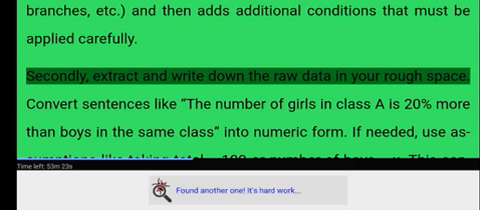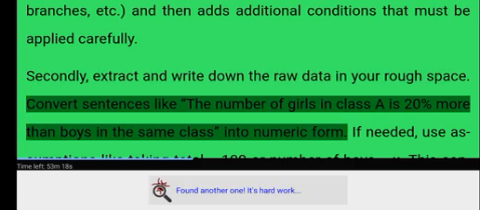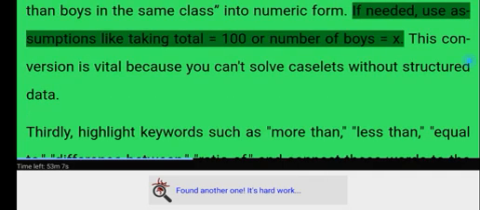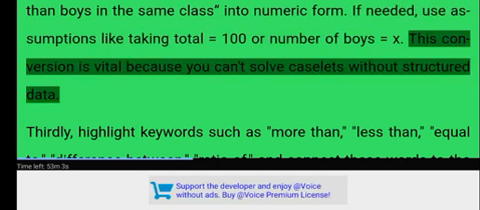Secondly, extract and write down the raw data in your rough space. Convert sentences like, the number of girls in class A is 20% more than boys in the same class, into numeric form. If needed, use assumptions like taking total equals 100 or number of boys equals X. This conversion is vital because you can't solve caselets without structured data.